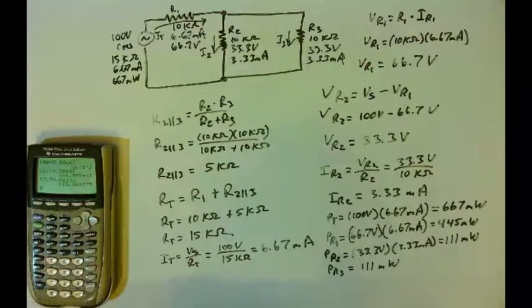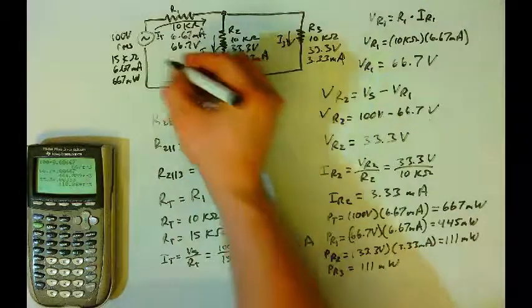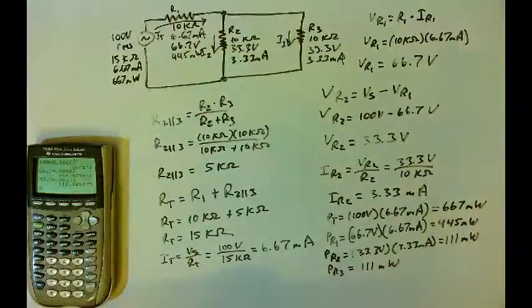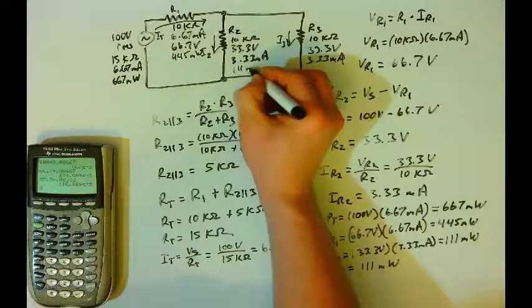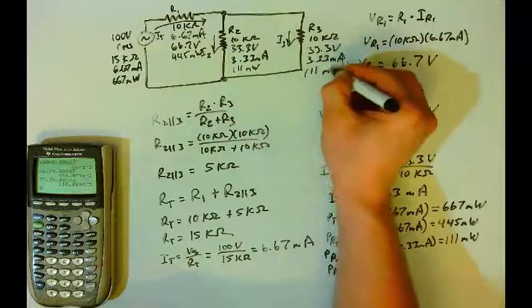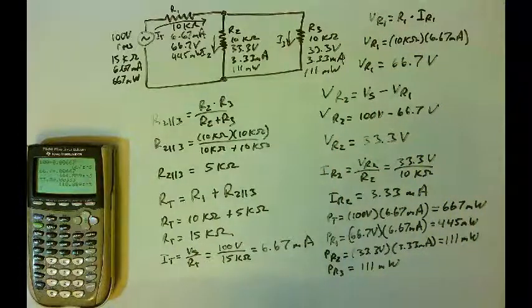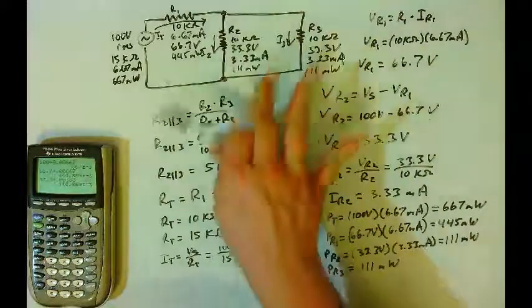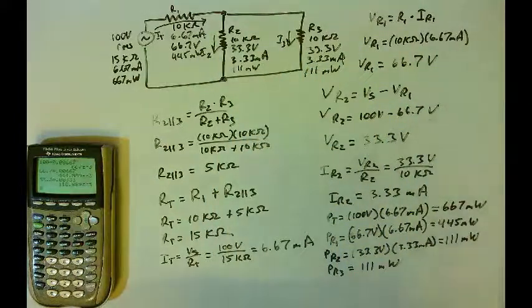And so let me write these up here. We have 445 milliwatts for R1, and we have 111 milliwatts for R2 and R3. And so this is a good reminder for us that the sum of all of the powers in the circuit, regardless of whether the components are in series or parallel, should add up to the total power of the circuit. And you can see that 445 plus 111 plus 111 is in fact 667. And so this is a good way for us to check our answers. And so the circuit is solved.